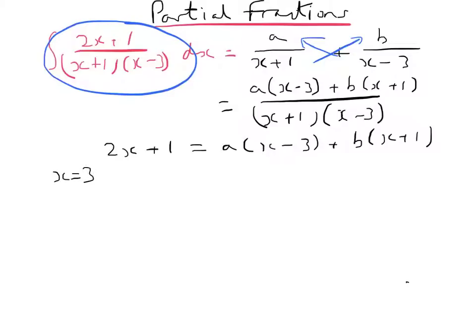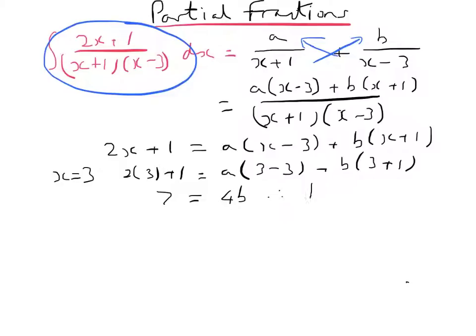So I'm going to substitute x equals 3 into both sides. So we're going to get 2 lots of 3 plus 1 equals a outside of 3 minus 3 plus b outside of 3 plus 1. So we get 7 equals 4b, and therefore b is 7 over 4. Alright, so the reason we chose 3 is to make this become 0.